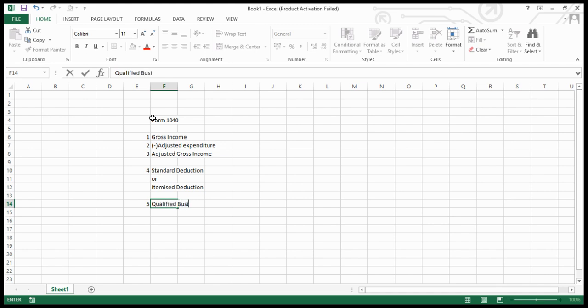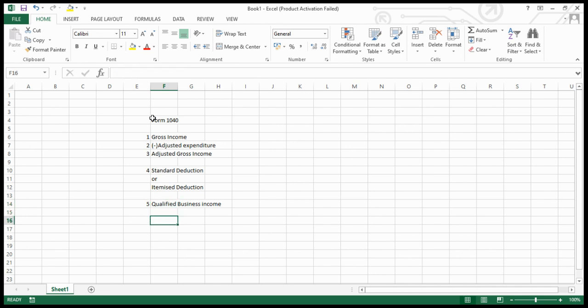Qualified business income. There are a few businesses which are qualified, so those incomes can be deducted from our adjusted gross income. So that's what they are mentioning here. We'll go one by one separately in our next lectures, but the format is here. So this qualified business income can be deducted after adjusted gross income and standard deductions. So I am writing it here.